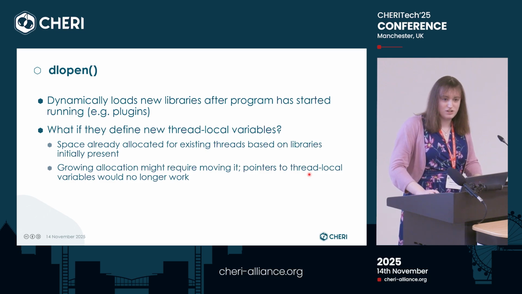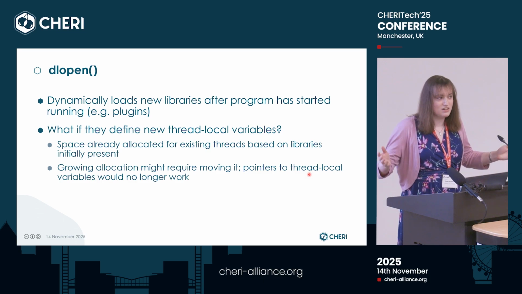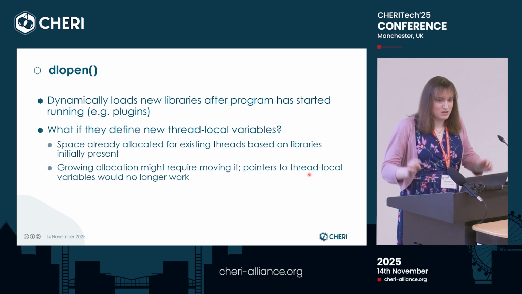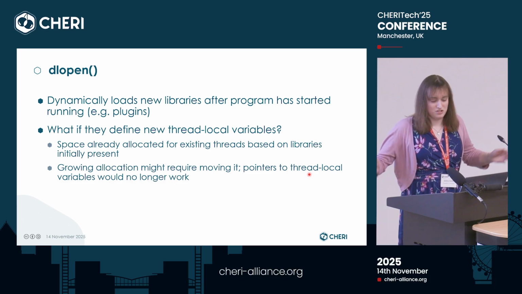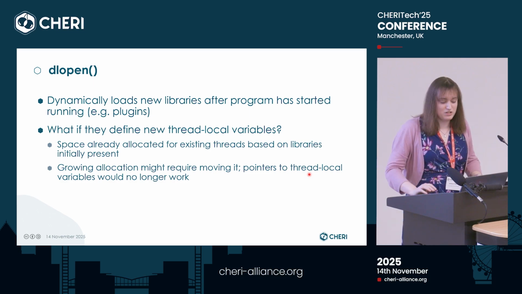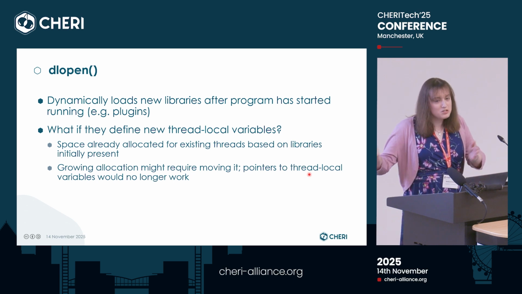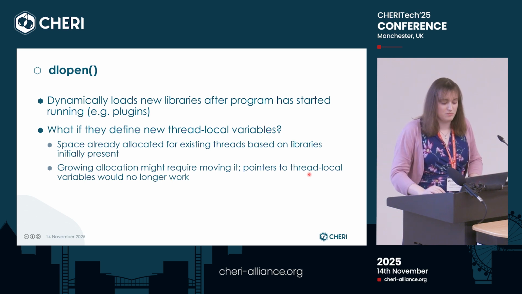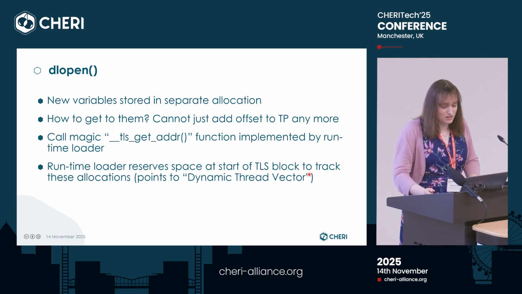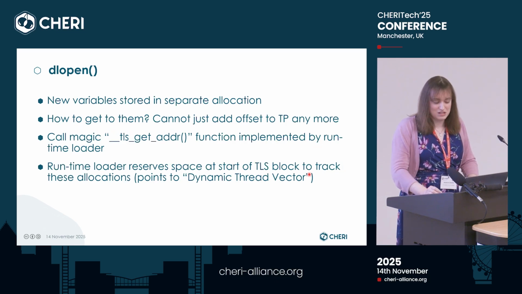But what if those things define new thread local variables? We've already decided at load time how big that allocation is going to be. We can't just grow it because there's probably not space. We can't move it elsewhere because we may have already taken pointers to it. We could do it for new threads, but for the existing threads we have a bit of a problem. So how do we solve this one? Well, in a sense we don't, right?